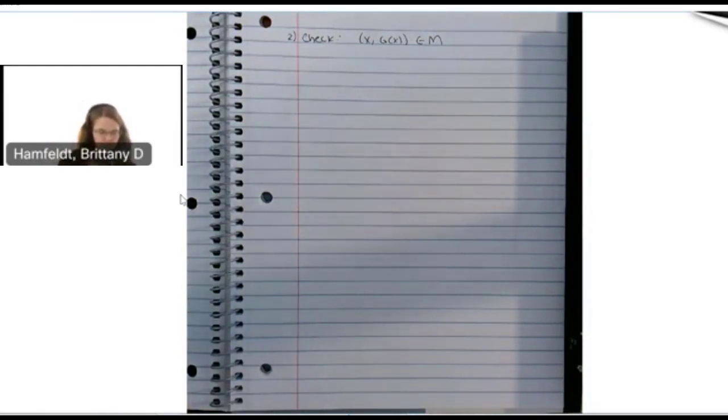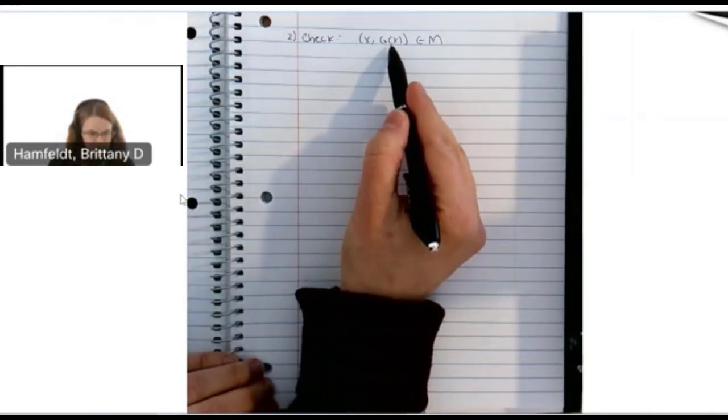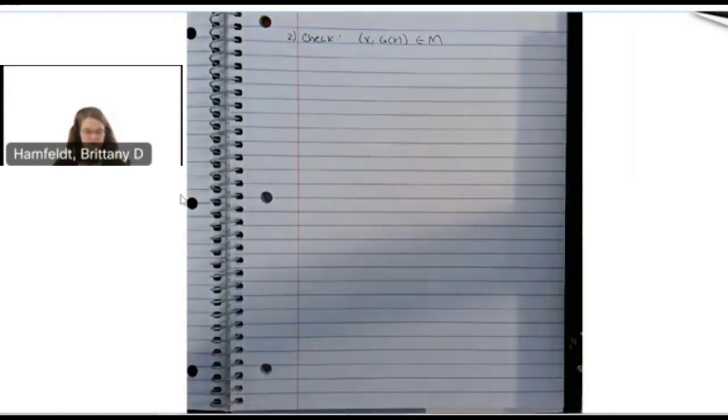All right, so what do we know? We know that at our reference point, x naught, g of x naught is going to take us to our m hat.